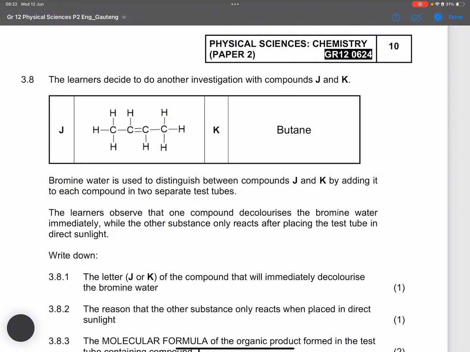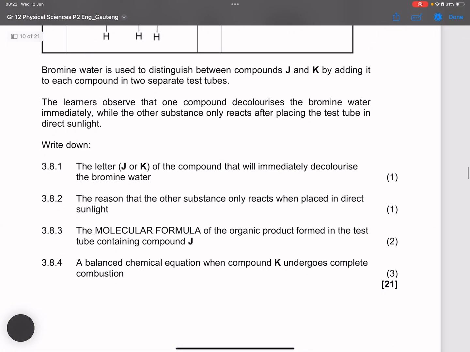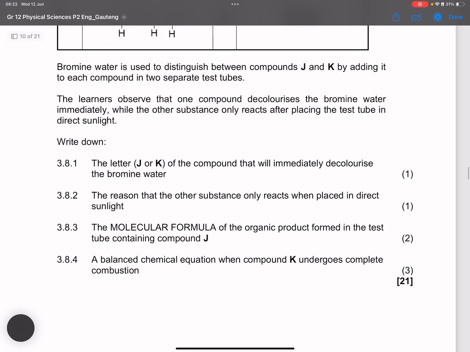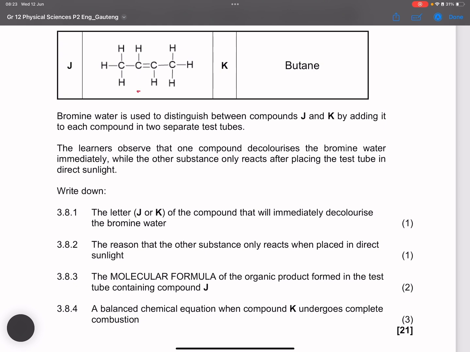They say the learners observe that one compound decolorizes the bromine water immediately, while the other substance only reacts after placing the test tube in direct sunlight. So they said write down the letter J or K of the compound that will immediately decolorize bromine water. Please remember that in this case, unsaturated hydrocarbons will decolorize bromine water quickly. It's a spontaneous reaction, so that will definitely be J.